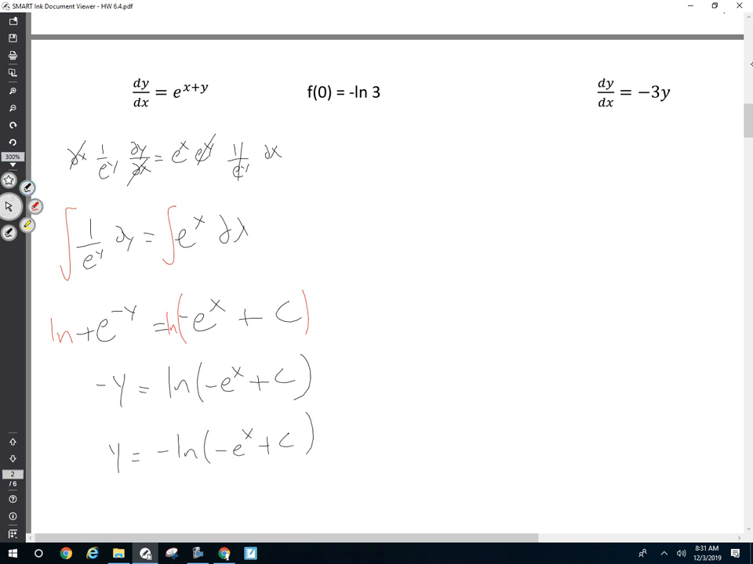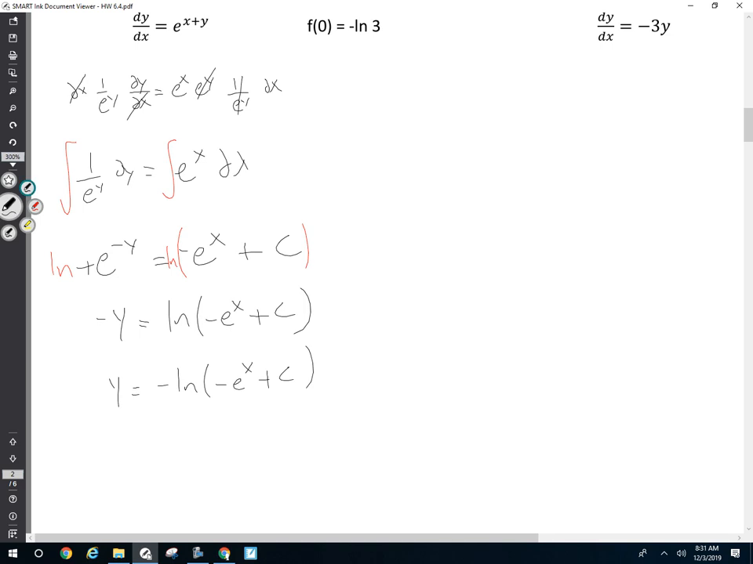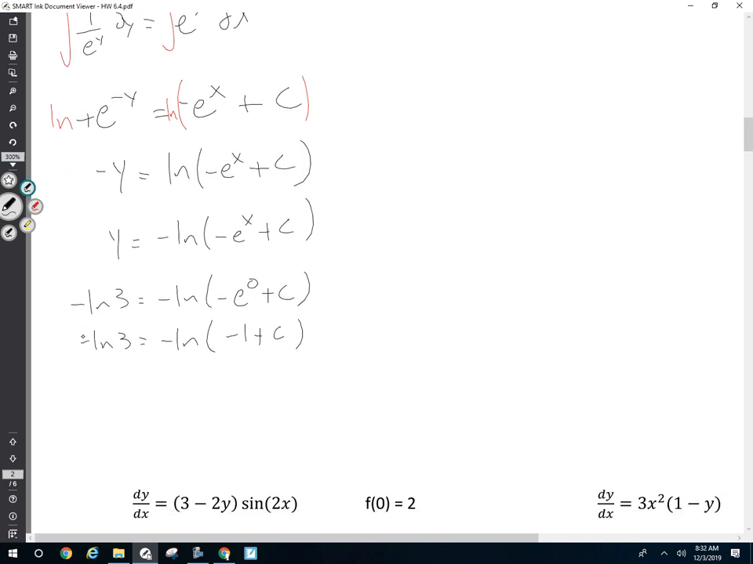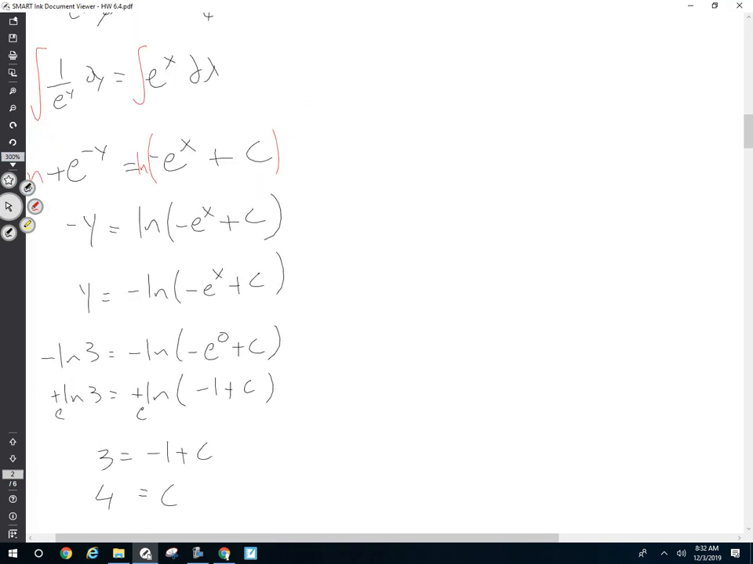Again, we get f of 0 is equal to negative log 3. So I got negative log 3 equals negative log of negative e to the 0 plus c. So negative log 3 equals negative log of negative e to the 0, which will be negative 1, plus c. The negative logs will essentially cancel. Take the opposite of both sides, take e to the power of both sides, and you get 3 equals negative 1 plus c. C will equal 4, giving me my solution: y equals negative log of negative e to the x plus 4.